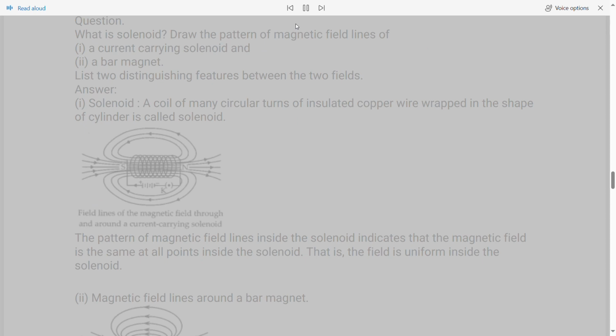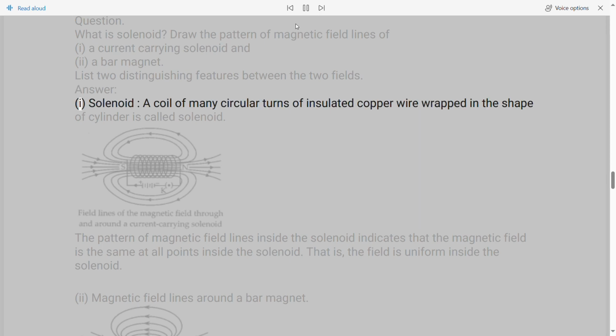Question. What is a solenoid? Draw the pattern of magnetic field lines of 1. a current-carrying solenoid and 2. a bar magnet. List two distinguishing features between the two fields.